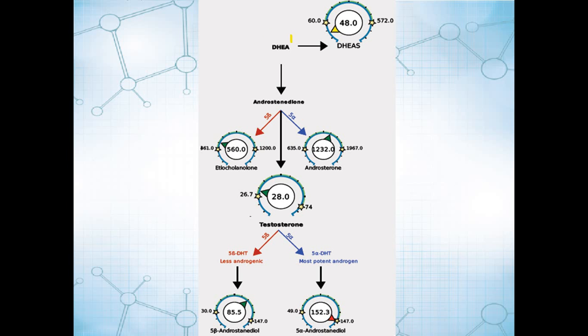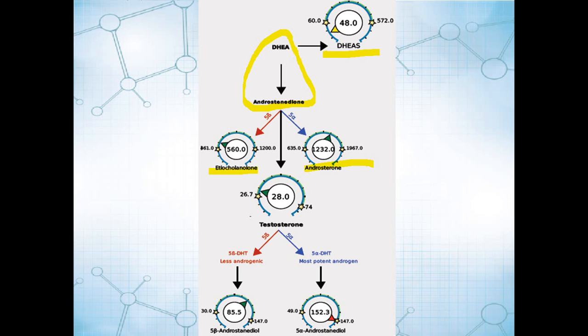So for DHEA and androstenedione, we have three markers to look at the production of those. We've got the DHEA sulfate, we've got etiocholanolone, and androsterone. Those three in aggregate give you a good idea of how much overall DHEA and androstenedione androgen is being made predominantly from the adrenal glands.